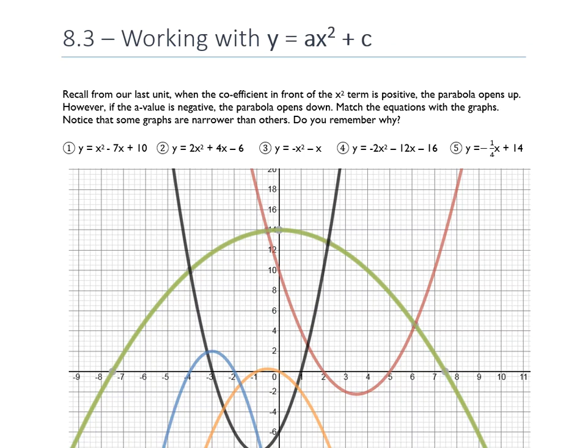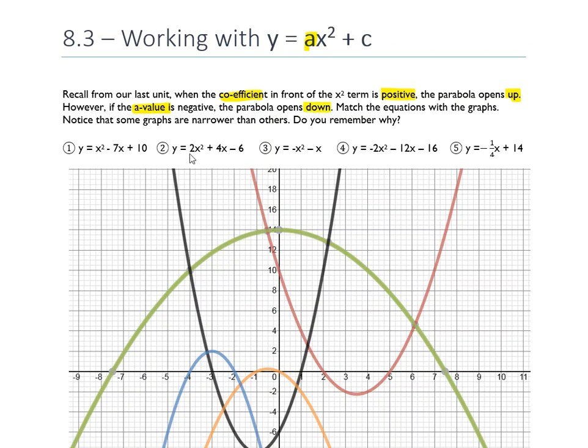Lesson 8.3, working with y equals ax squared plus c. Recall from our last unit, when the coefficient, that's the number in front of the x squared, is positive, it means the parabola opens up. The opening is at the top part of the parabola. However, if the a value, that's what we call the coefficient in front of the x squared, is negative, then the parabola opens down.